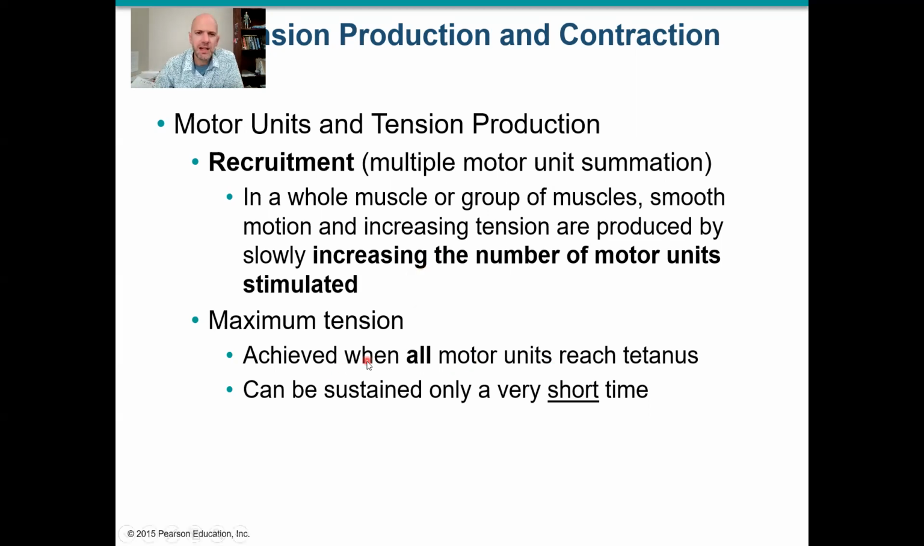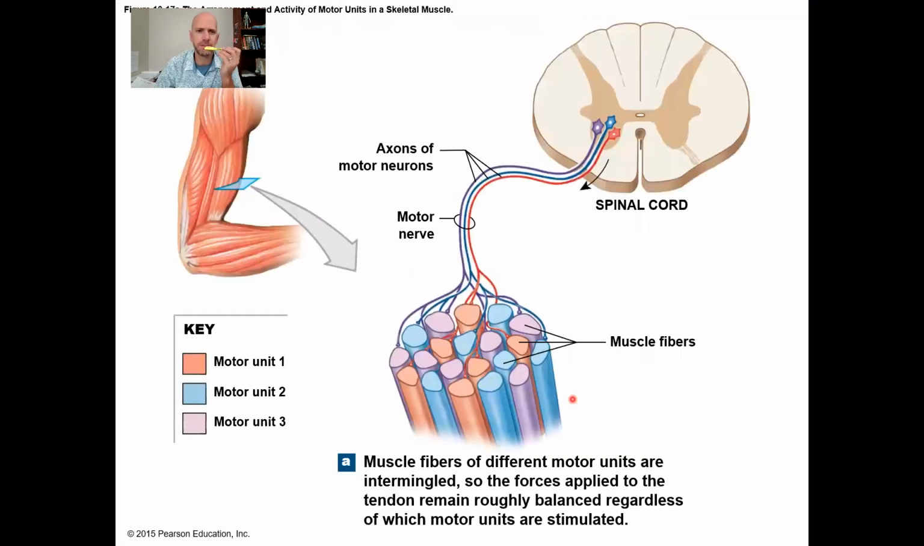All right. Maximum tension is achieved when all motor units reach tetanus. Okay, so that's maxed out for any given muscle, like the biceps or the quad. It can be sustained for only a very short time because you lose ATP, and we'll look at the reasons why that is. So here's a diagram showing the different motor units.